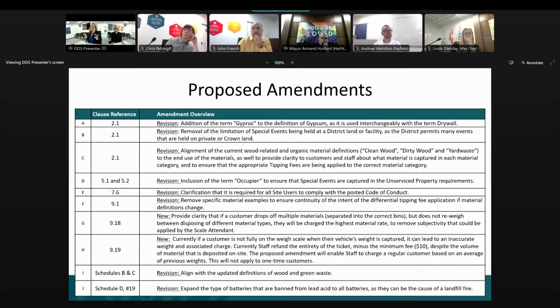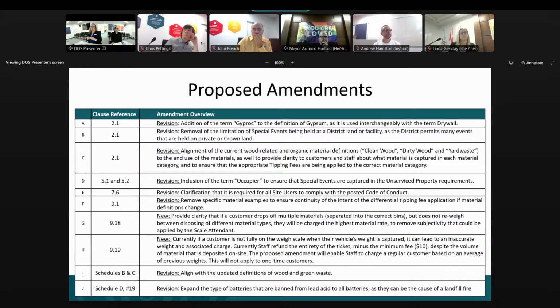And so this clause enables staff to take the previous 3 to 5 tickets of the same vehicle license plate and the same material type, take an average, and charge that to the customer. So this clause truly only applies to some of our regular customers in town that are using the landfill regularly, like a couple smaller yard waste or construction companies or something like this.